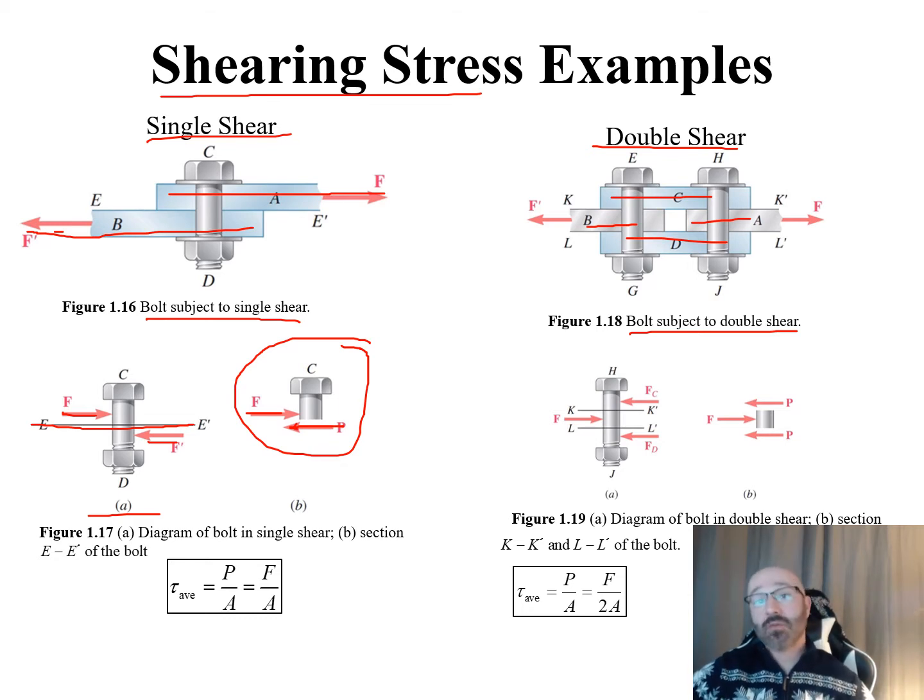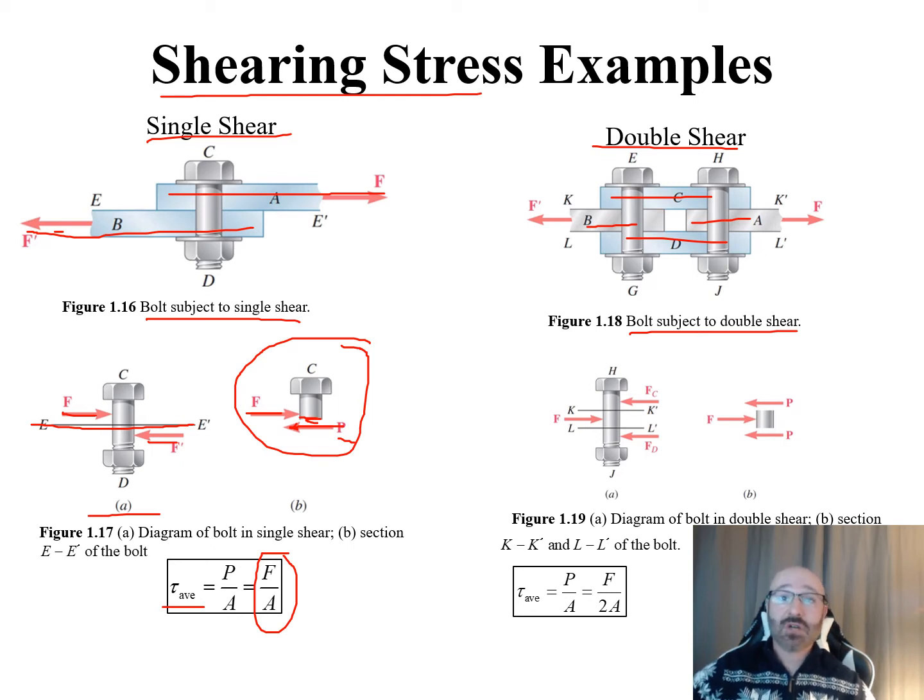Now, in order to go from there to get our shear stress, again, we recall that tau sub average is equal to our P over A, so that's our load P. There's our cross-sectional area at that section for our A, where this P and this F are going to be equal to each other, so this is going to be equal to F over A for our average shear stress for a single shear situation.